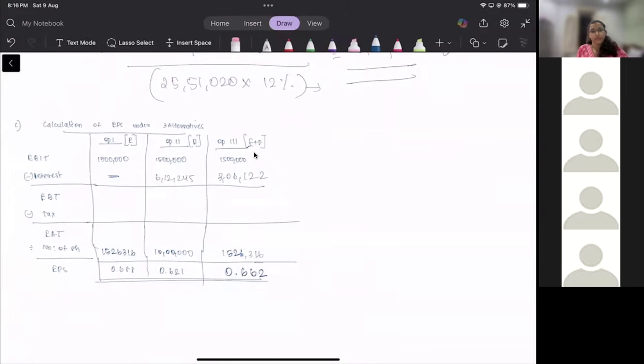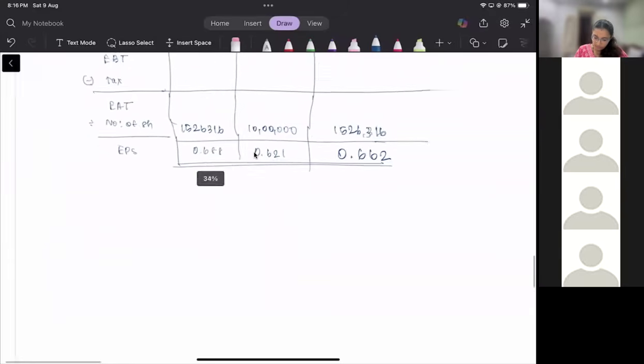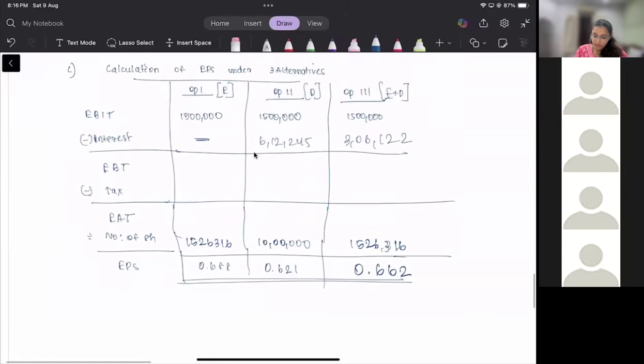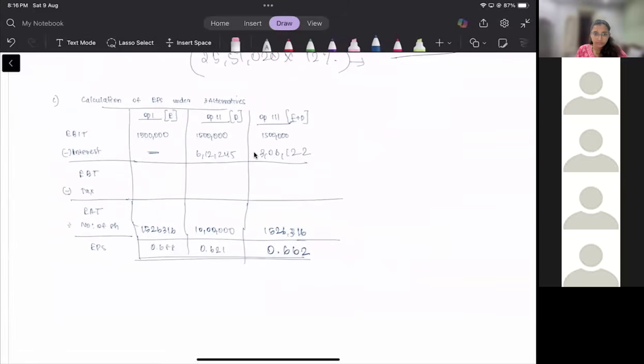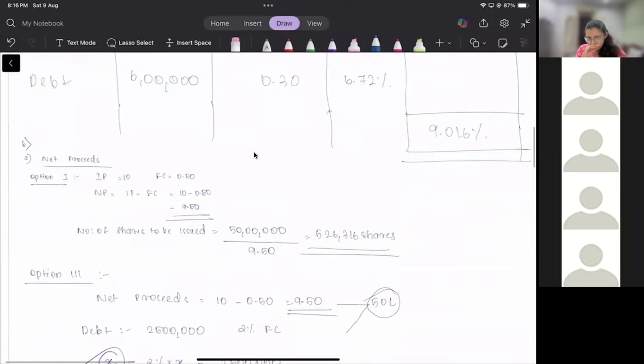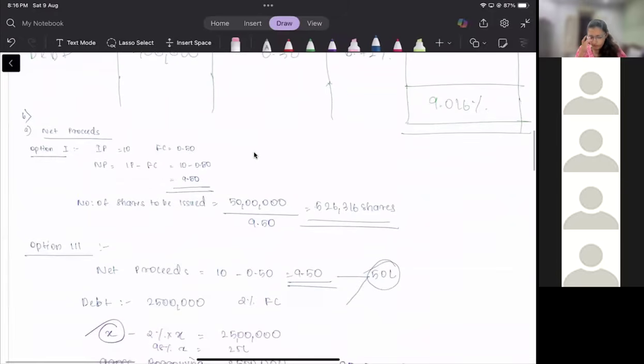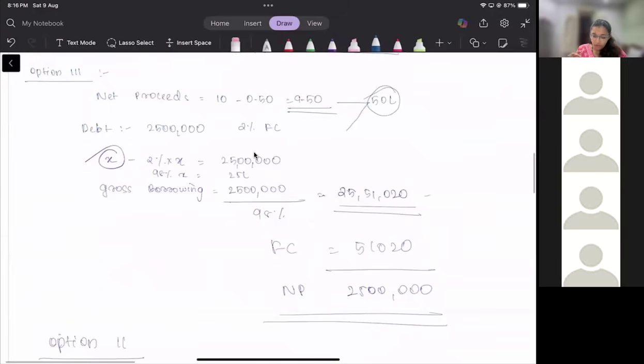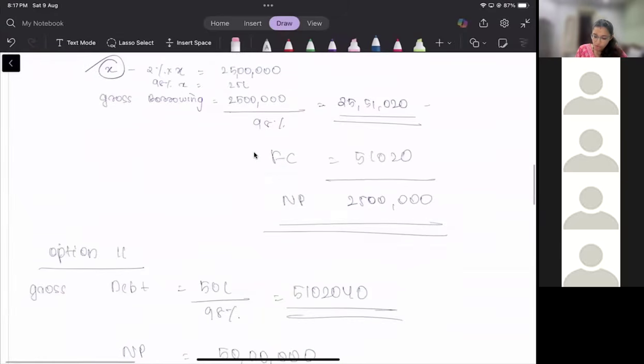0.662. Correct. Clear? Done? So, we have one more part in this question, but just going through again. Net proceeds for equity shares, it was fairly simple. For borrowings, what have we done? We anyway need the amount that is already stated in the question. So we have actually taken the gross borrowings.